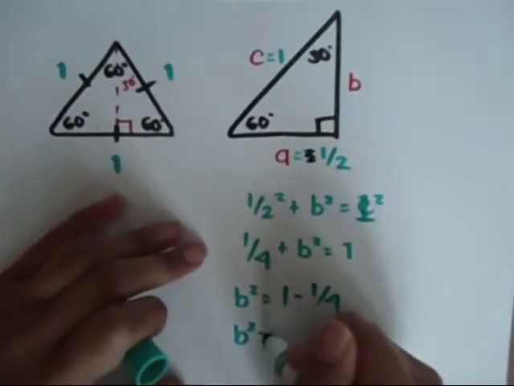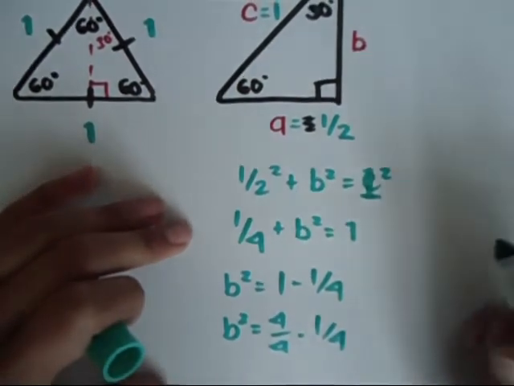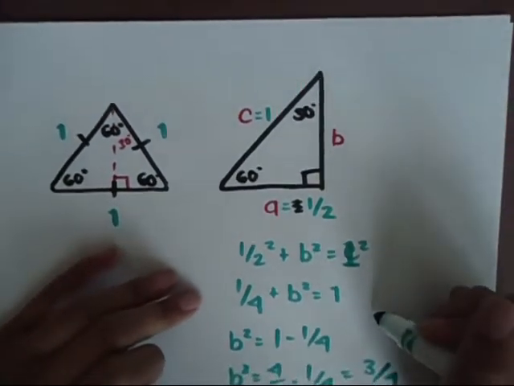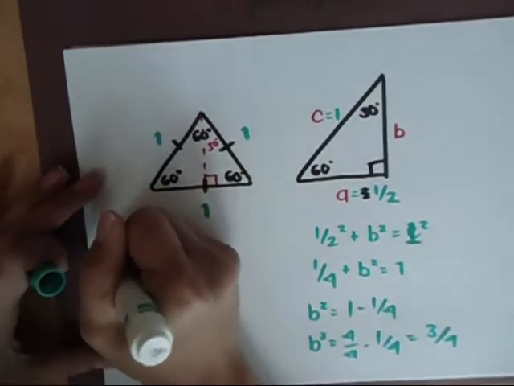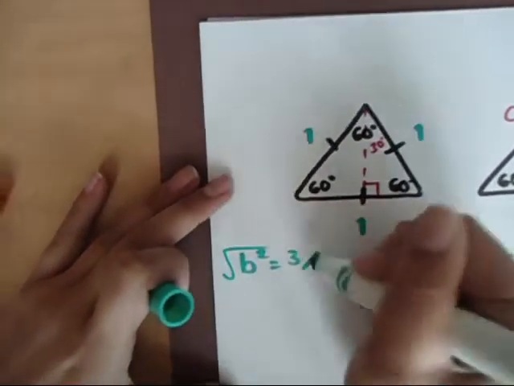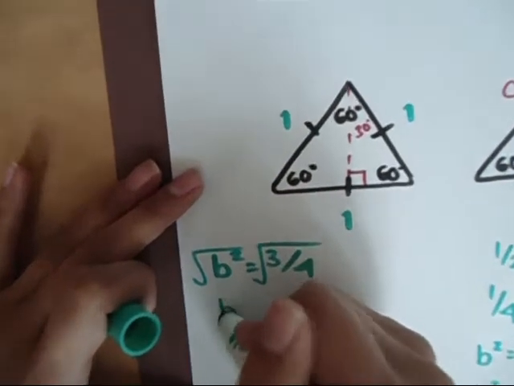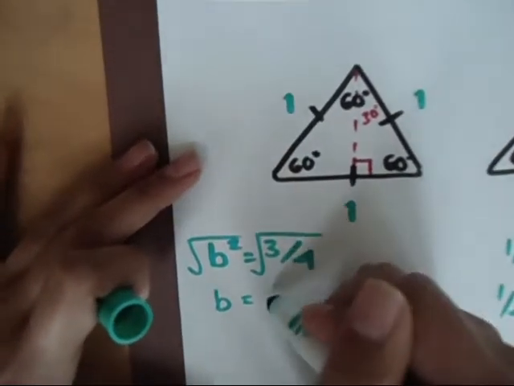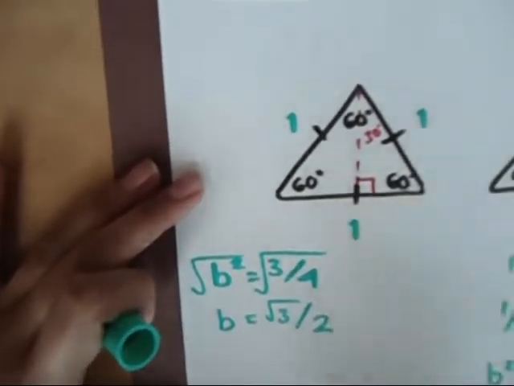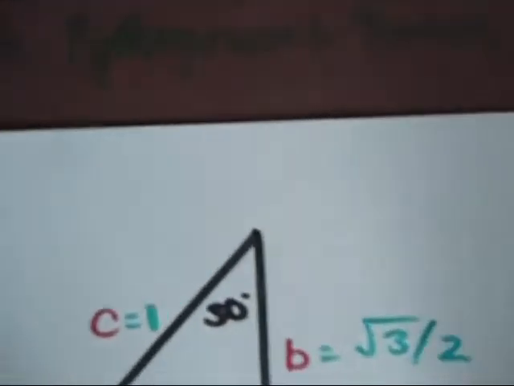So b squared is 4/4 minus 1/4. So that would equal 3/4. So we have to find the square root of that. So let's move it over here. So b squared equals 3/4. You take the square root of both sides. So the square root of b squared is going to be b. The square root of 3/4 is root 3 over 2, because the square root of 4 is 2. And that's how you find the sides.